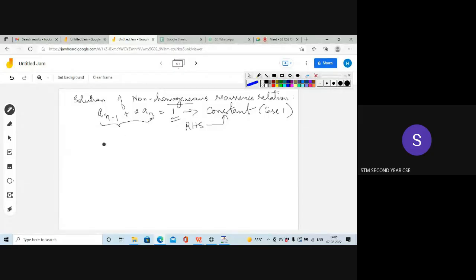Anyway, for non-homogeneous, we have two solutions. That is the general solution, an is equal to an homogeneous plus an particular solution. You know how to solve homogeneous. Just put this right hand side equal to 0. An minus 1 plus 2 into an is equal to 0. This becomes homogeneous. And then you solve for the homogeneous part, just as we had discussed in the last section. The next is the particular solution. It is this particular solution that depends on the value of RHS. If it is a constant, then you have to put, that is case 1.